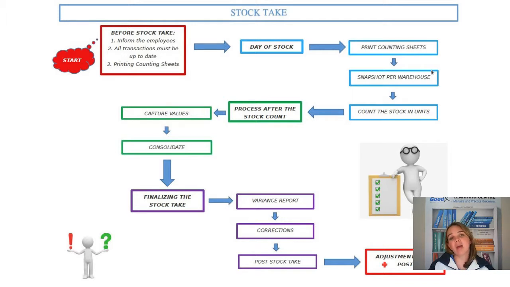After you have counted your stock and captured it into your system, when you consolidate and post that stock take, it will post that variance on the day and the time the snapshot was done. So it will, you can say, ignore all the transactions that happened after the snapshot date and time, and correct that quantity with that date and time.